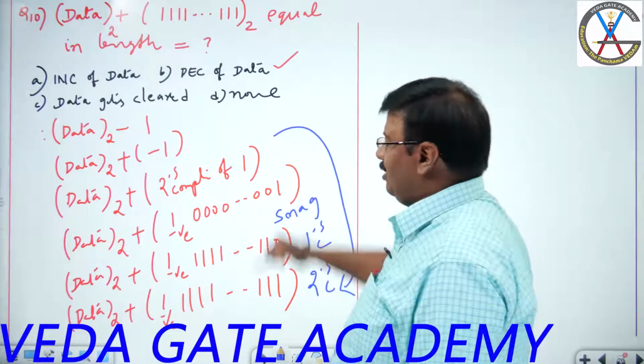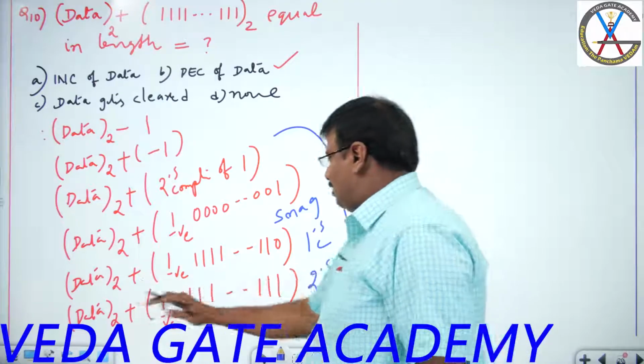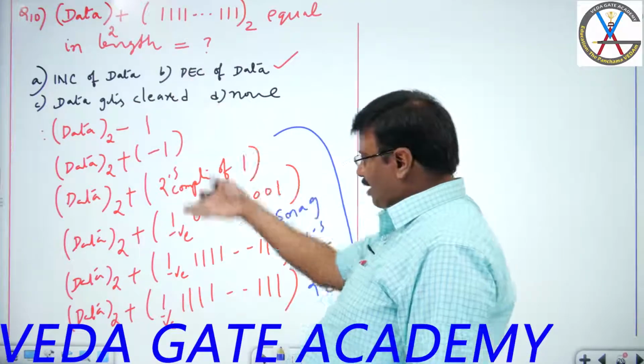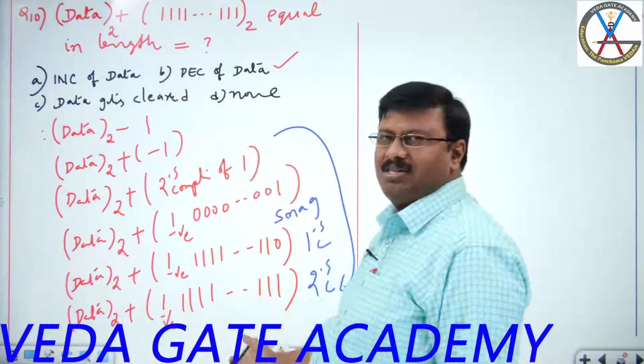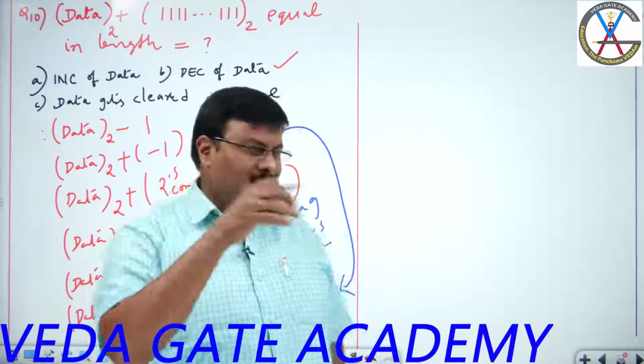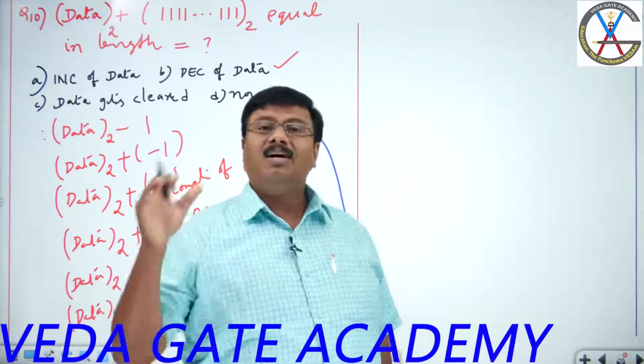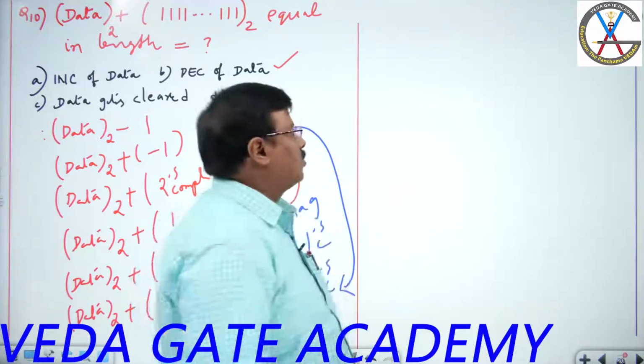The question is same, right? Data plus of all ones equal to data minus 1. Data plus all ones equal to data minus 1 because, go again in the reverse way to understand. Any data in binary, addition of all ones, it will be decremented by 1 because all ones will act as minus 1 in 2's complement form.